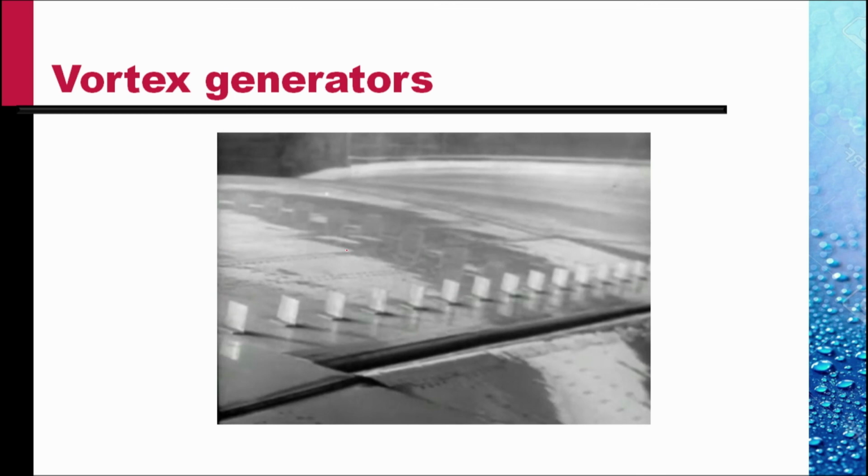These are vortex generators near the flaps on the wing, which create vortices, and these vortices energize the flow and make the boundary layer turbulent, so that separation over the flaps is delayed and we get more lift.